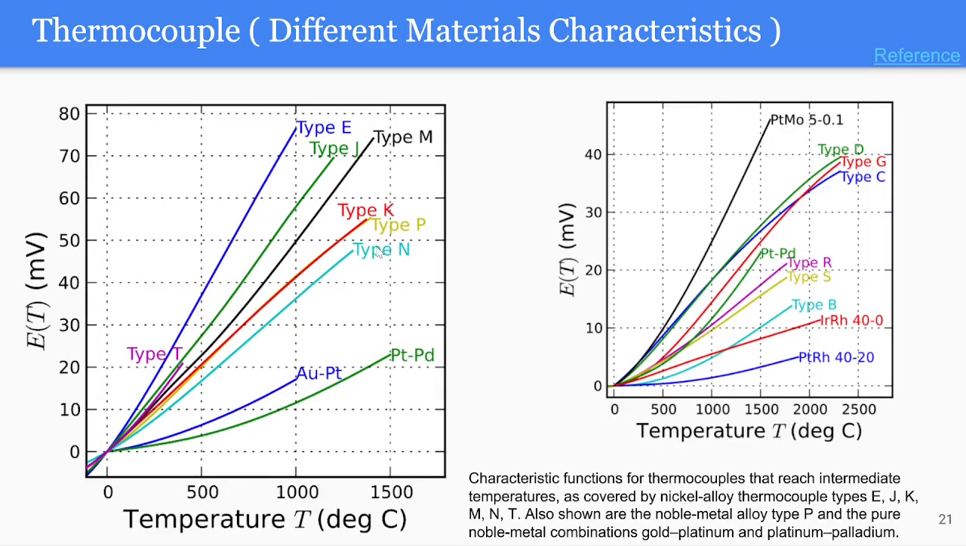Let's carry on. And here are some very important graphs to refer to in order to understand the characteristics of different thermocouple materials. As you can see here, there are the different materials. The temperature is on the x-axis, and voltage with respect to temperature, in millivolts, is on the y-axis. There are types E, J, M, K, and different types of materials. So let's understand what type of materials these are.